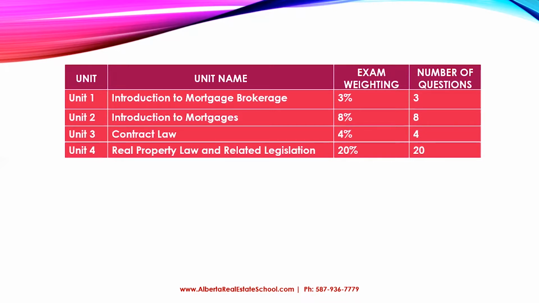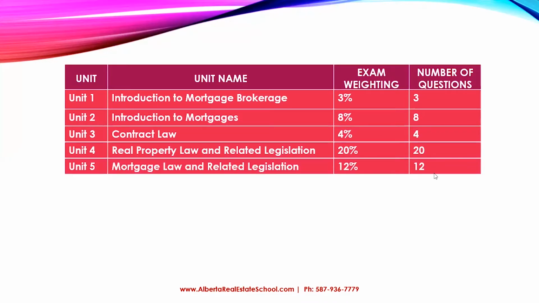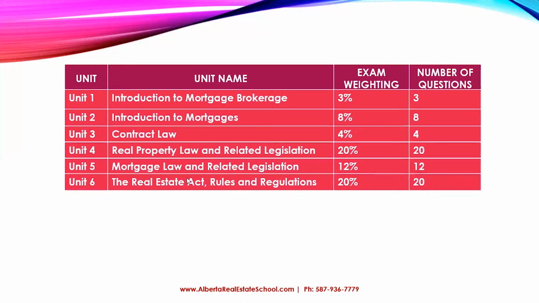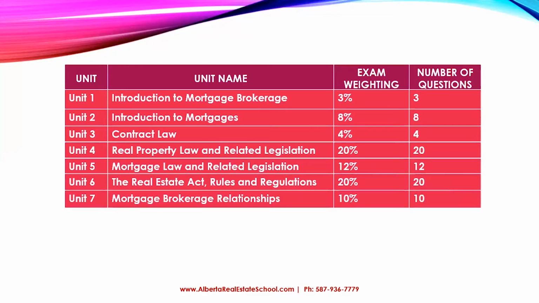Real property law, which is basically based on the things that we will learn on unit 3, we will have 20%. So 20 questions out of unit 4. Unit 5, mortgage law, which is worth 12%. So expect 12 questions on that. Unit 6, another heavy unit, Real Estate Act, it's worth 20%. So 20 questions is what we would expect on the exam for this.